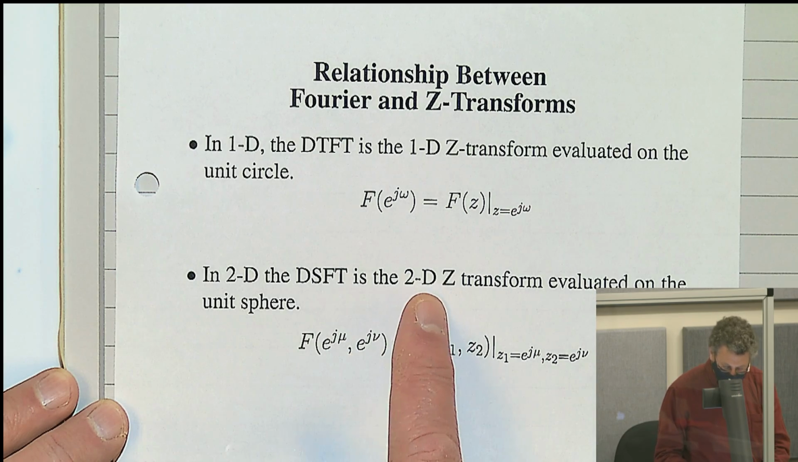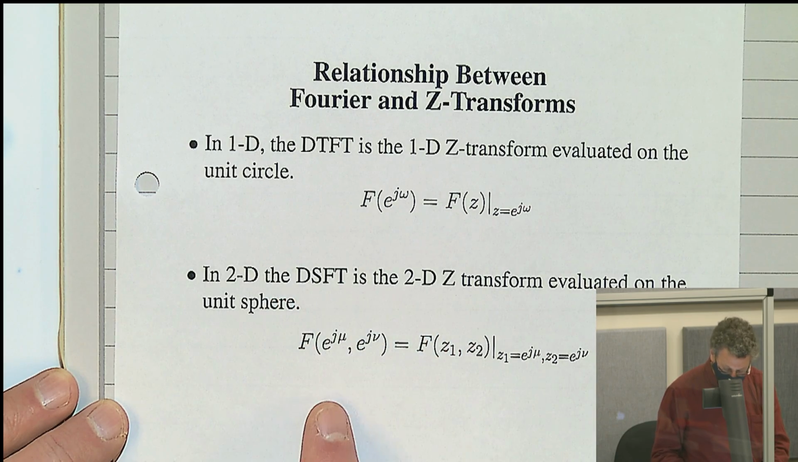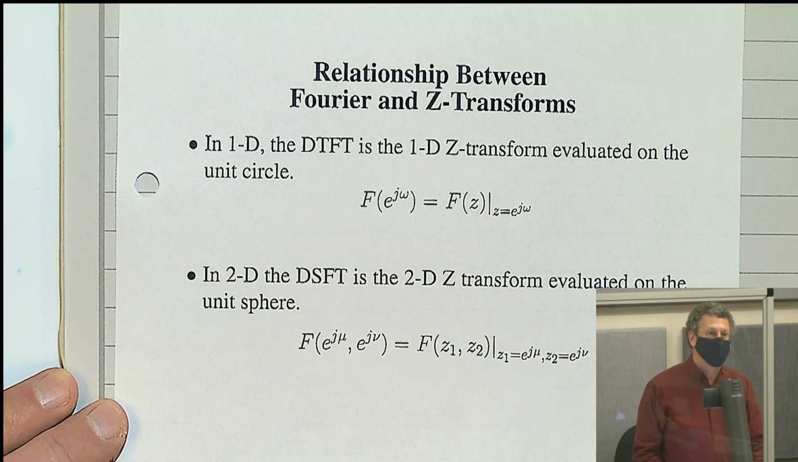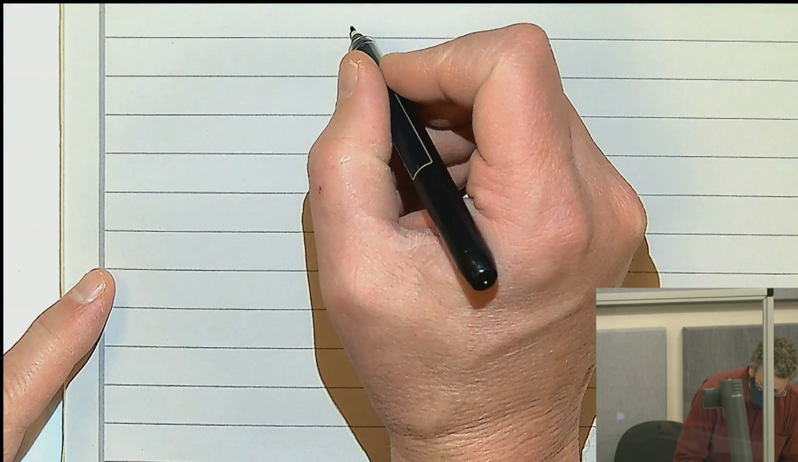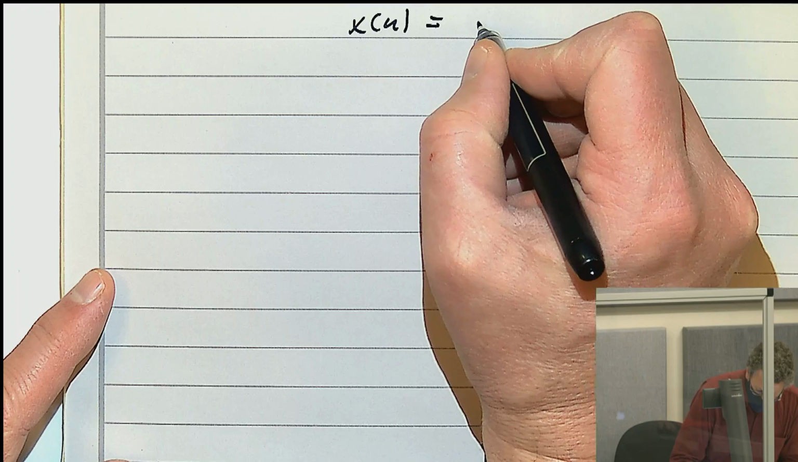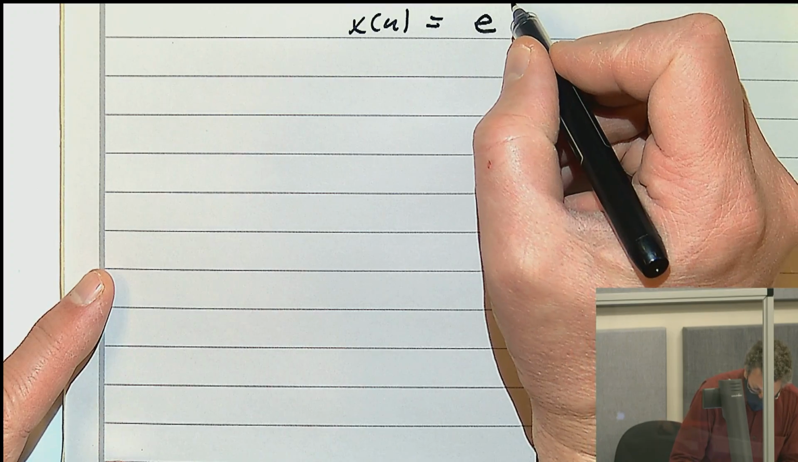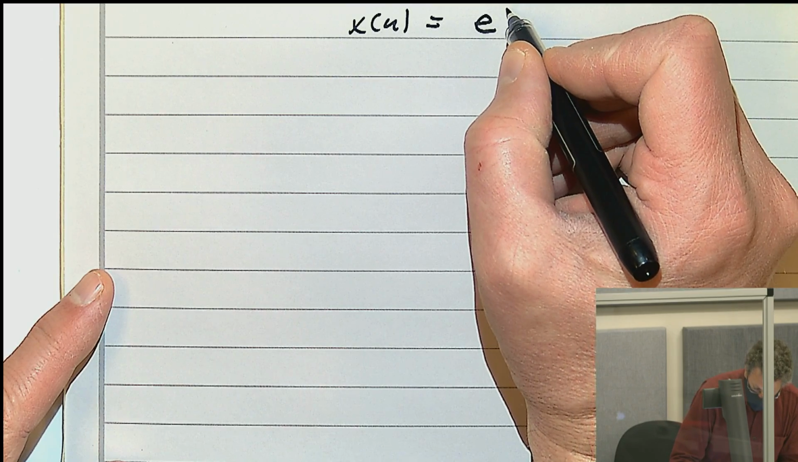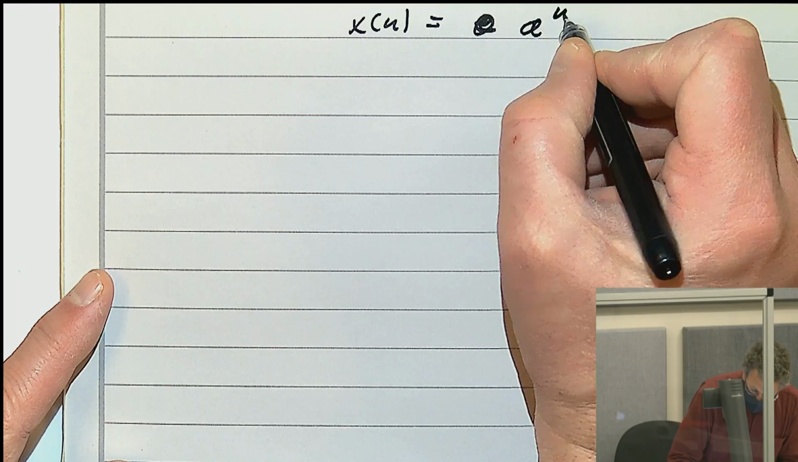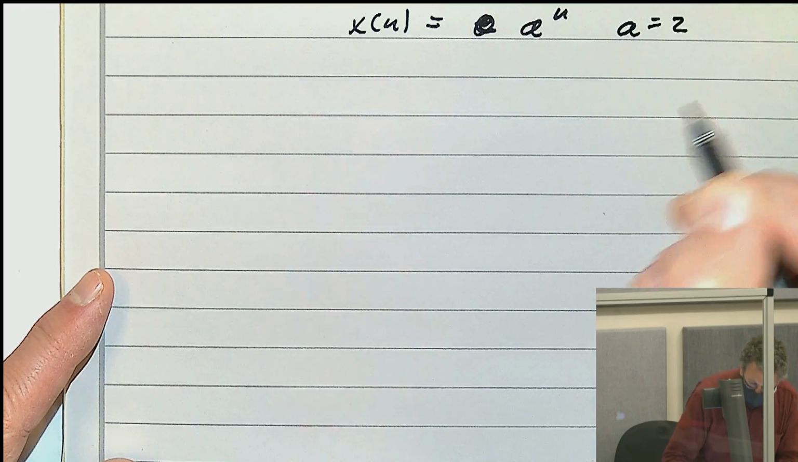And if the 2D discrete space Fourier transform exists, then it's equal to the 2D Z transform evaluated on the unit circle. Now, the Z transform doesn't always exist. For example, let's say I have x of n equal to a to the n, where a is equal to 2.